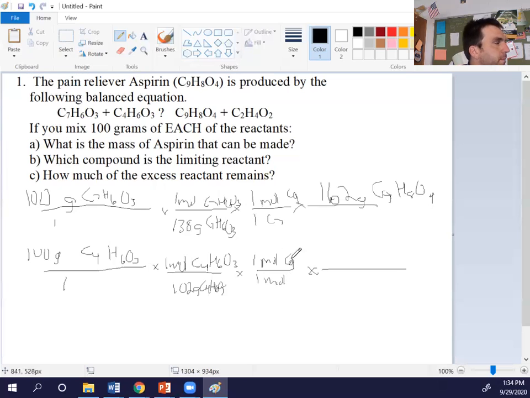C9H8O4? Yeah. I'm only going to write C4 and C9 because I ran out of room. What's it, 162? Yeah, not 168. I don't know why I wrote 168. I cannot wait for my smartboard to get fixed. This is a lot more difficult than it looks. And then the bottom of it will still be one. 1 mole, yeah.